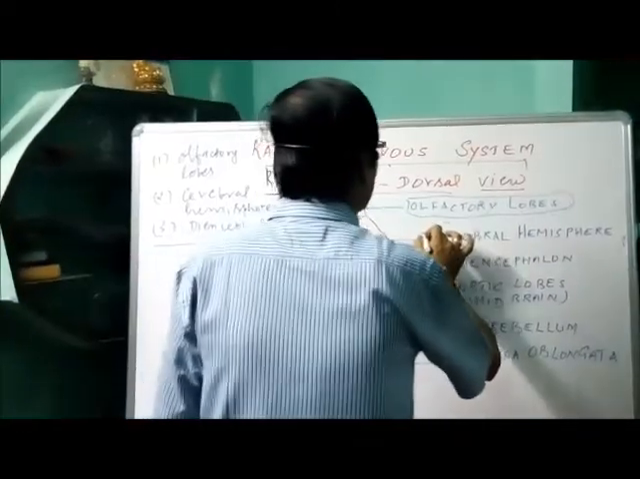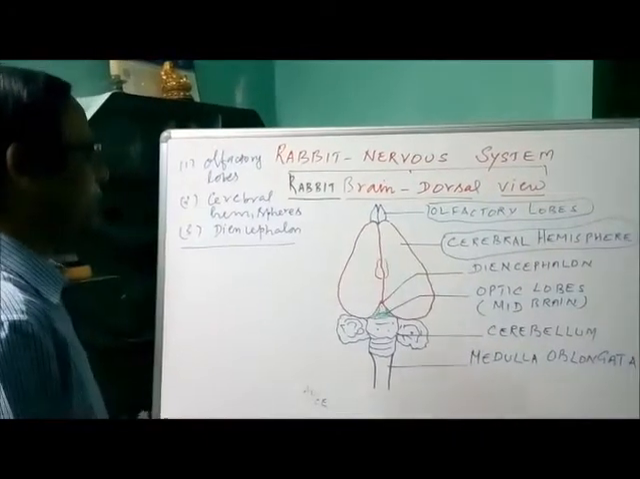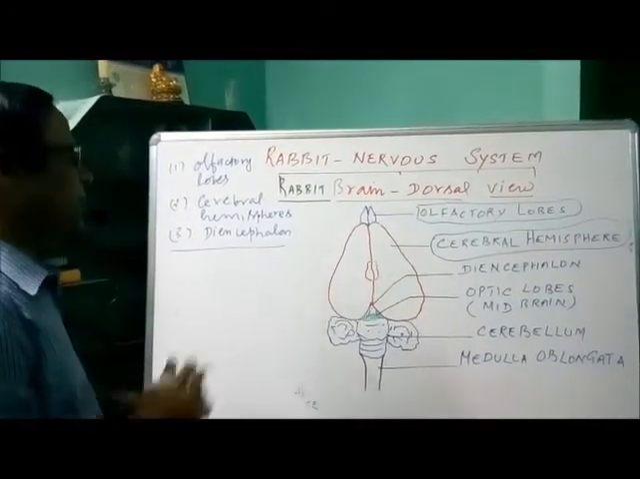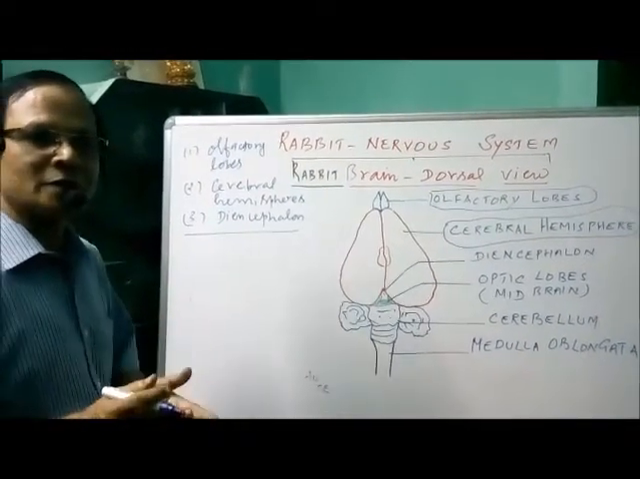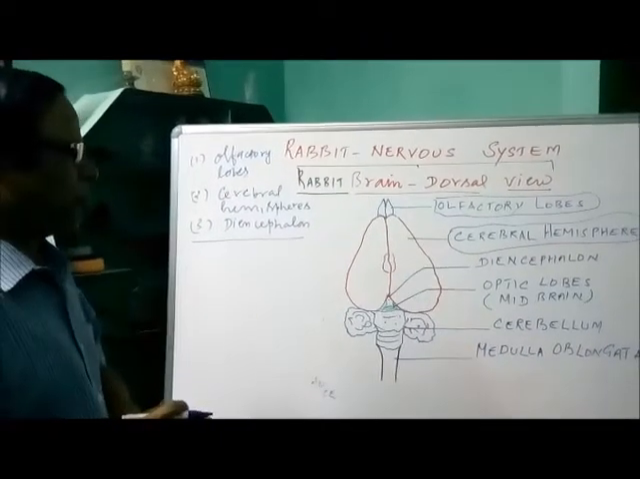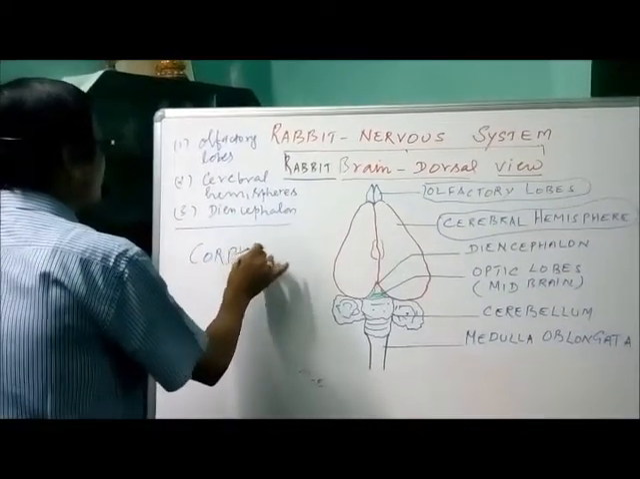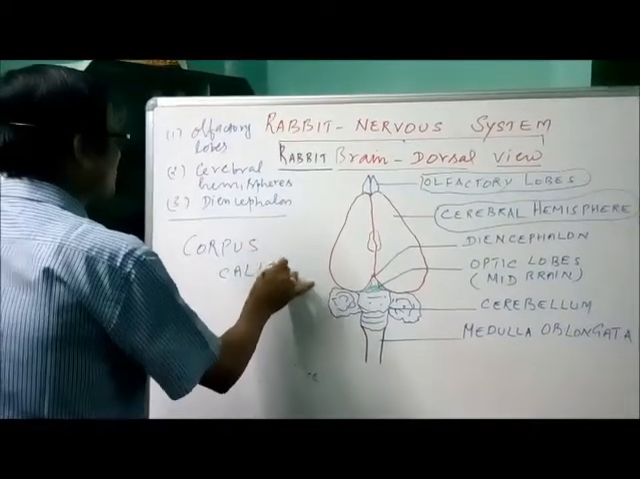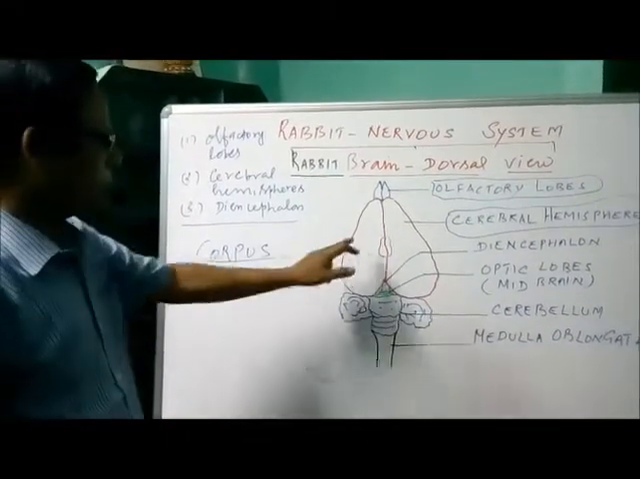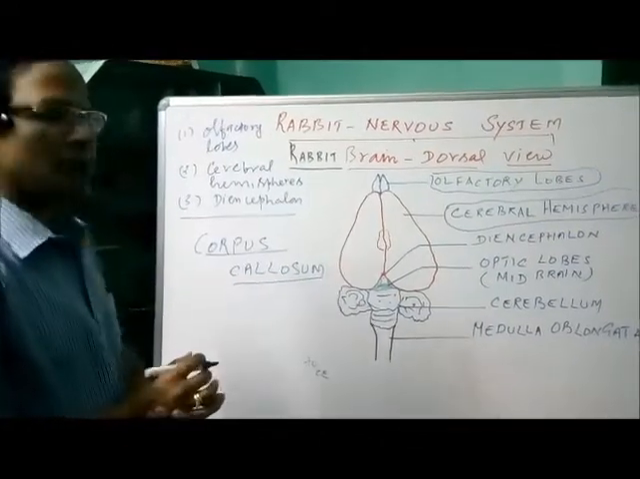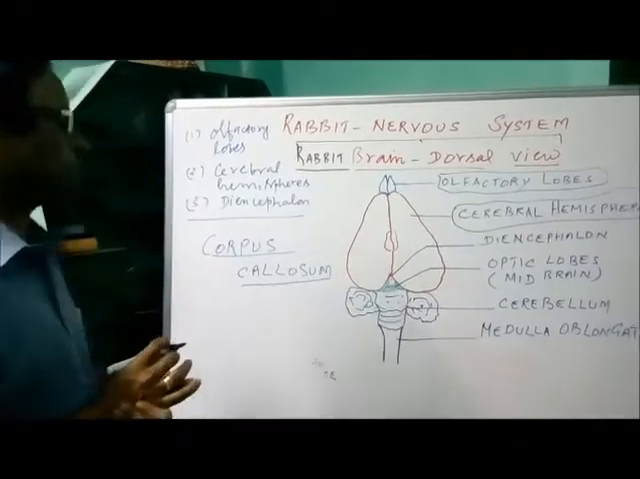Then a pair of large cerebral hemispheres, which is the largest part. Now the two cerebral hemispheres are interconnected by a transverse band of nervous tissue. The name of this nervous tissue is corpus callosum. So the two cerebral hemispheres are connected with one another by a transverse band of nervous tissue, and that band is called corpus callosum.